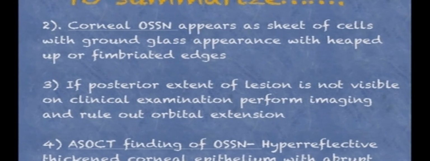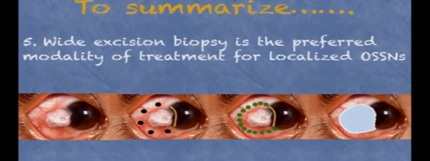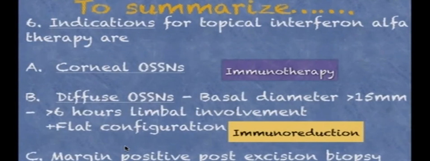The typical finding of OSSN on an ASOCT is hyperreflective thickened corneal epithelium with an abrupt transition to normal epithelium. Wide excision is the preferred modality of treatment for localized OSSN. So we should not go back with this impression that interferons are better even for these localized variants. No, wide excision biopsy still forms the mainstay of therapy along with cryotherapy.